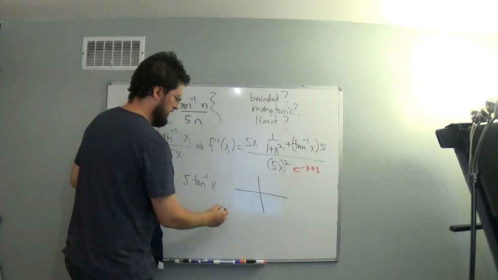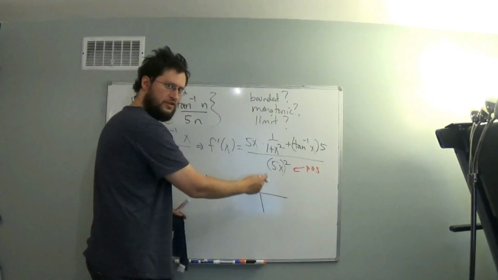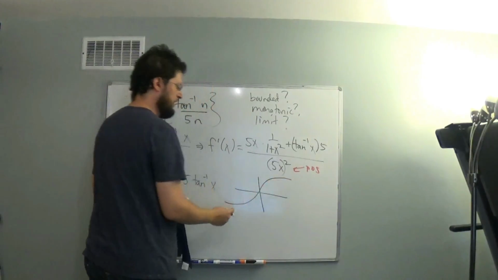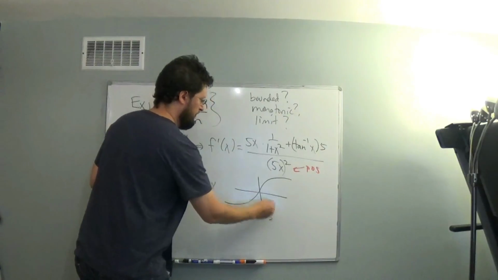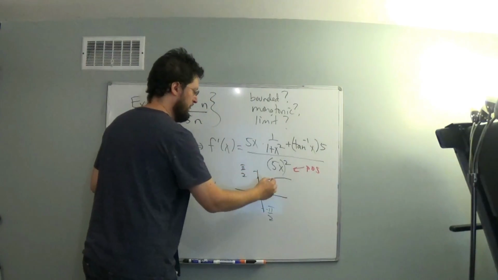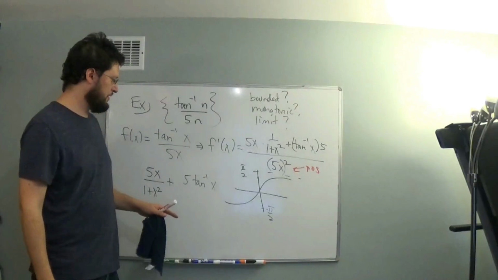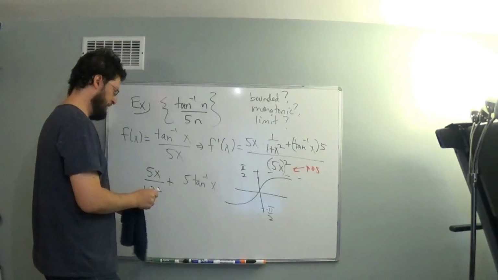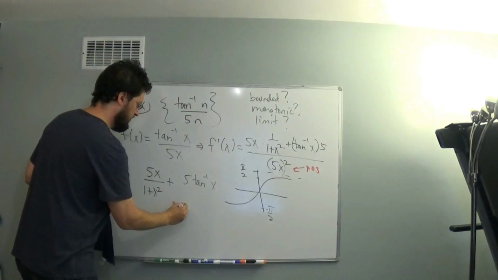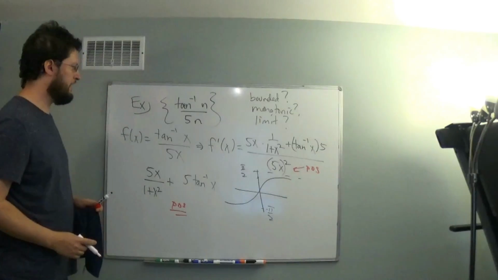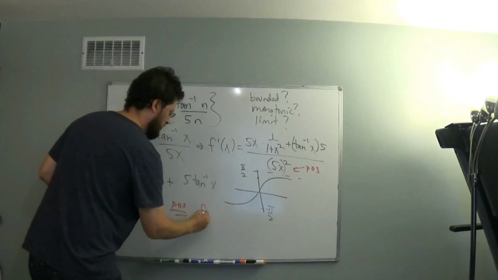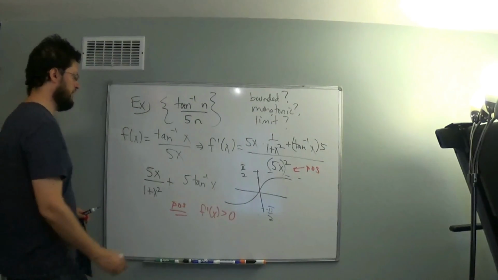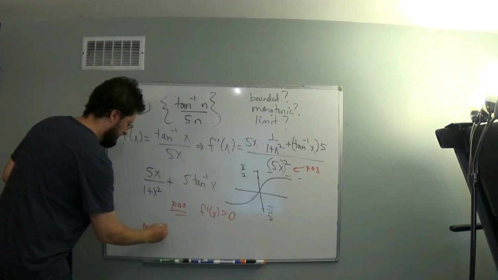Tangent is kind of like an S-curve bounded by negative pi over 2 and pi over 2. Tan inverse will look like this, bounded below by negative pi over 2 and above by pi over 2. But if I only have positive values of x, because we only have positive values of n, this is positive. So everything in here is positive, which means that f prime at x is always positive, at least for x positive, so that this is monotonically increasing.